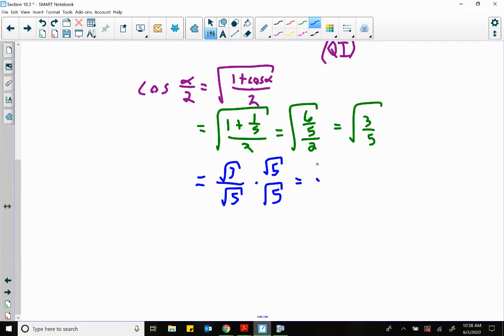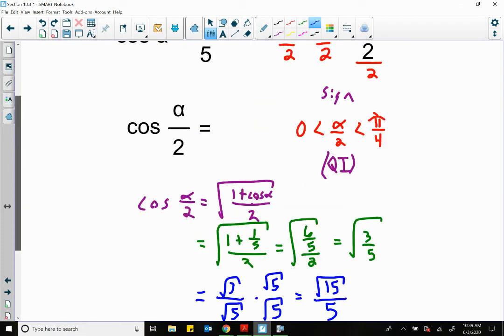And that gives us the square root of 15 on top all over 5. And again, we already know that that's positive. So that's the answer: square root of 15 over 5. Boom goes the dynamite. All right.